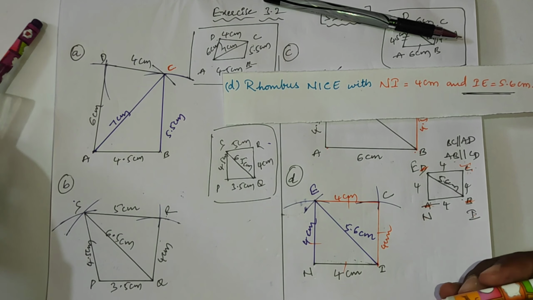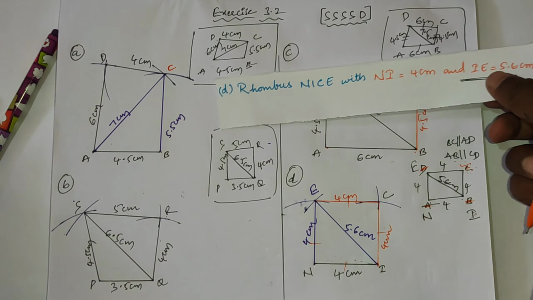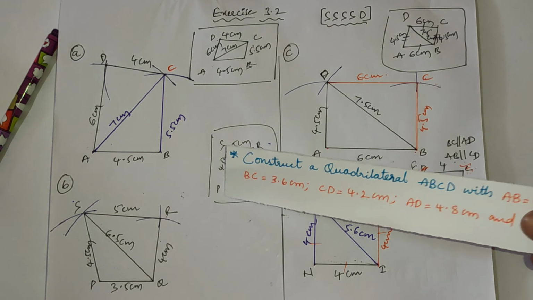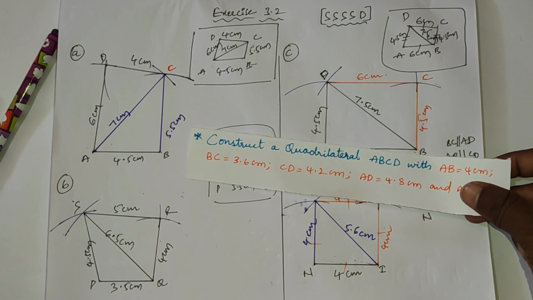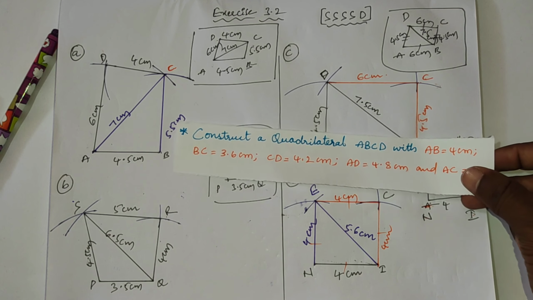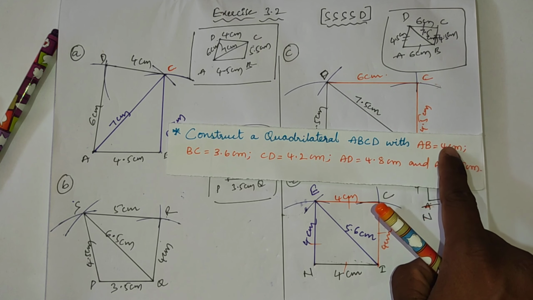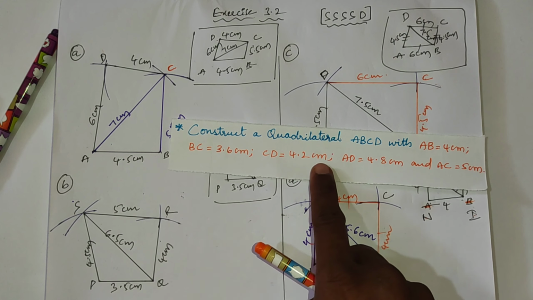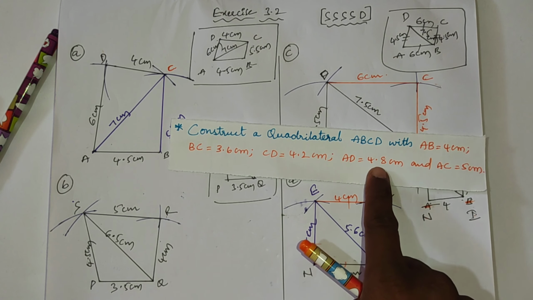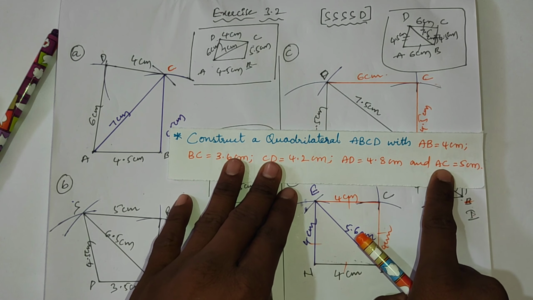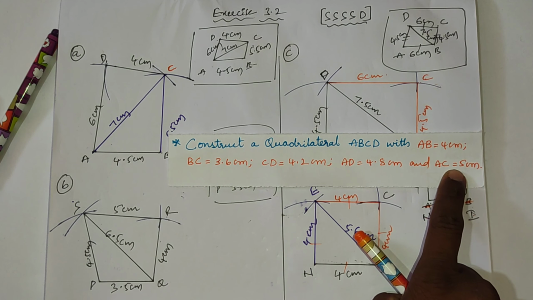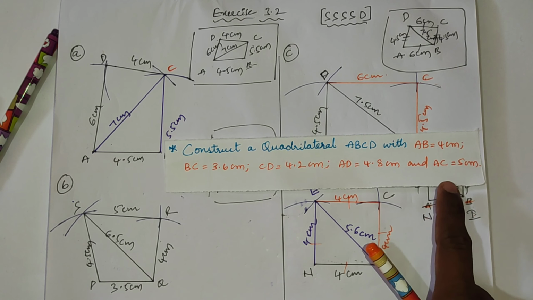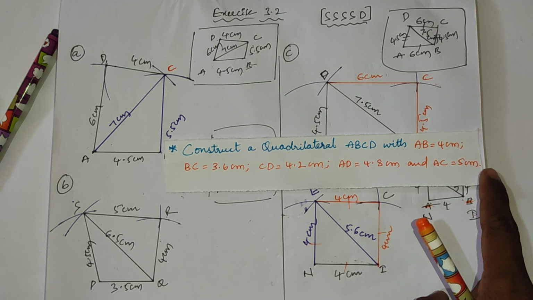Okay, so these are the four questions which we are having. So one example is also there. Construct a quadrilateral ABCD with a given side AB as 4 centimeters, BC is 3.6 centimeters, CD 4.2 centimeters, AD 4.8 centimeters, AC as 5 centimeters. So this is an example question. Okay, once we construct this one also, it will be completely done.